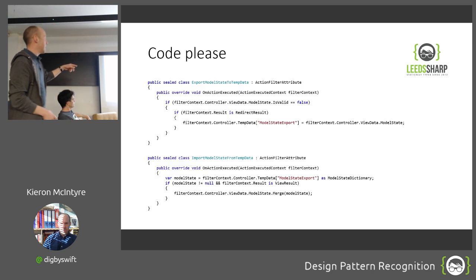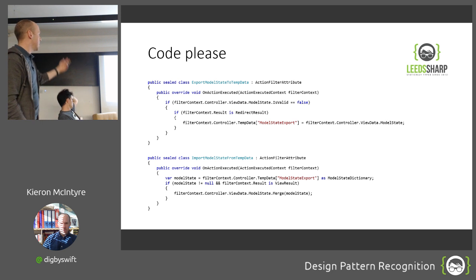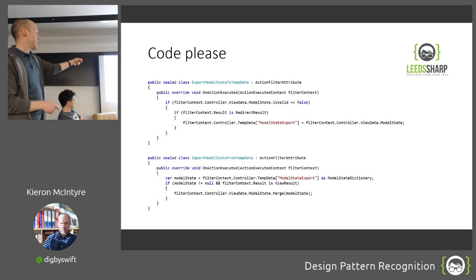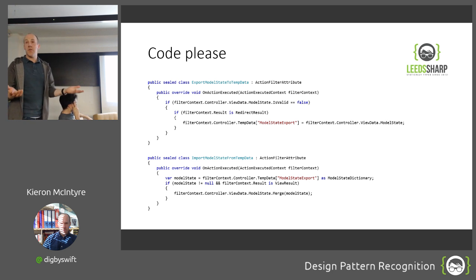So we'll put this on the meter page, but this is the code for exporting and importing the model state. The first one is exporting it. We're just checking whether the model state is valid. If it's not, and the result is a redirect result, the two states that we want to meet, we just set the temp data to the model state. And then in the import, we check whether the result that we're passing down to is a view result, which is fairly obvious, and we just merge the model state.